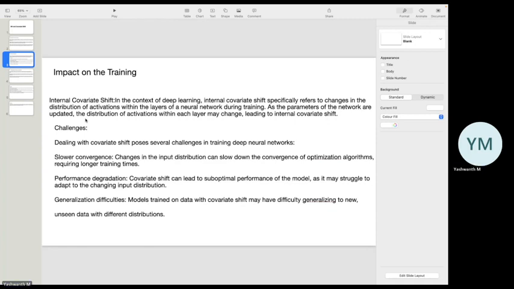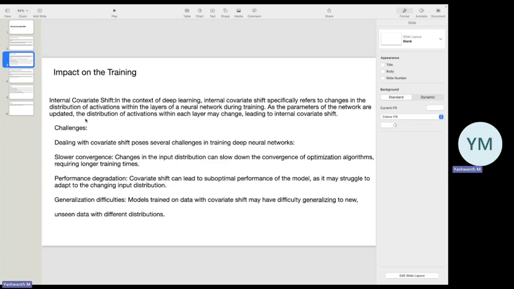So, what kind of challenges do we typically encounter due to this internal covariate shift? A very slow convergence, that is, change in input distribution can slow down the convergence of the optimization algorithm, which requires longer training times. So we need many epochs for the gradient descent or the stochastic gradient descent algorithm to converge.